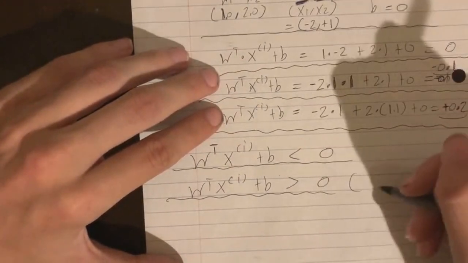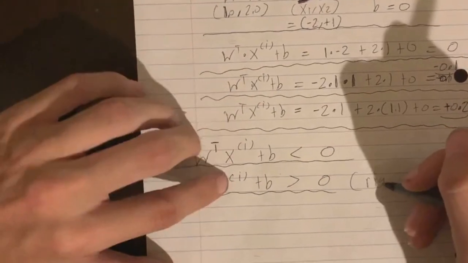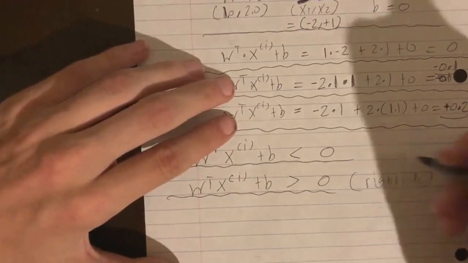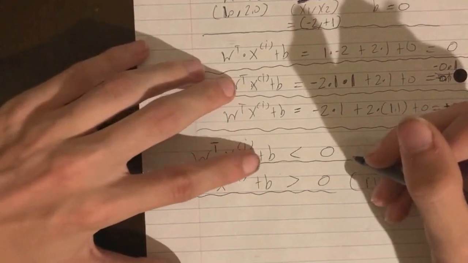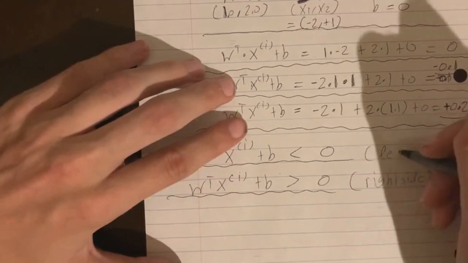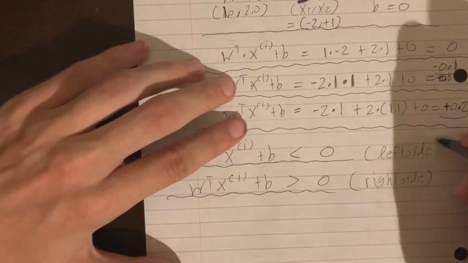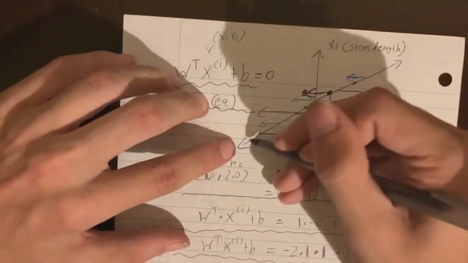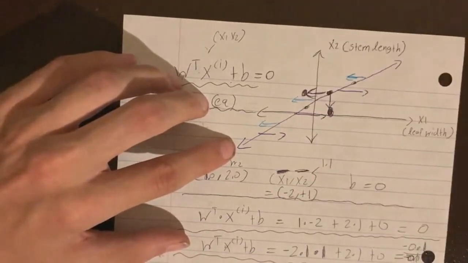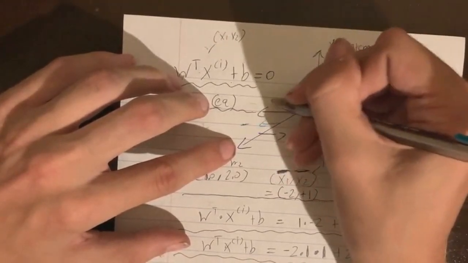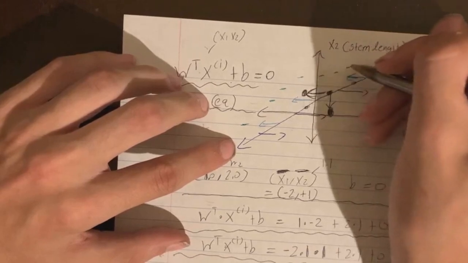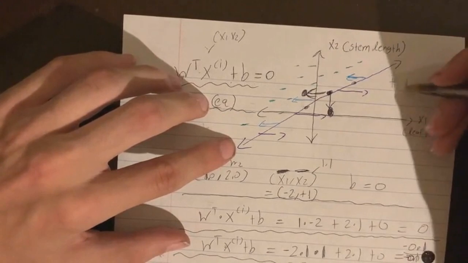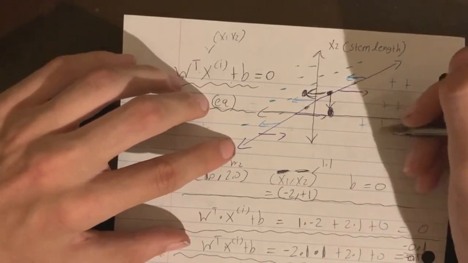So this rule is: if your W transpose x of i plus b is greater than 0, then you're on the right side. And if your W transpose x of i plus b is less than 0, then you're on the left side. So this line here, this blue line, basically divides all the negative x1, x2 values from all the positive x1, x2 values.